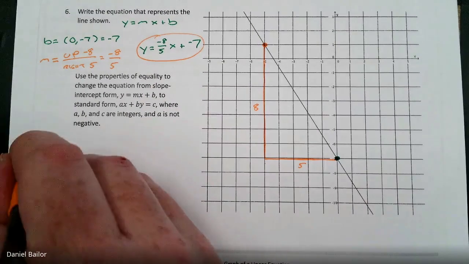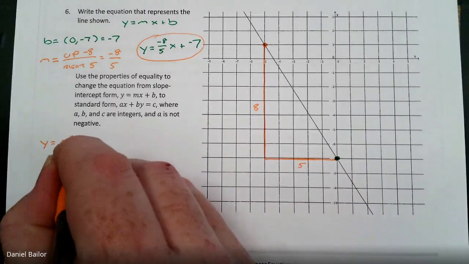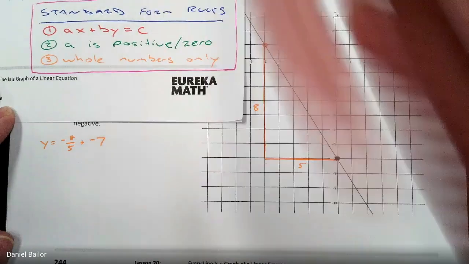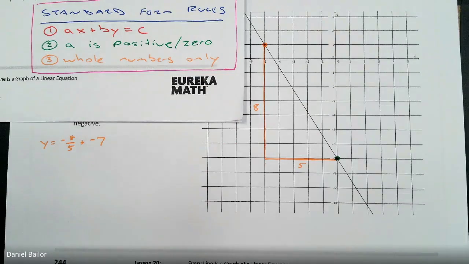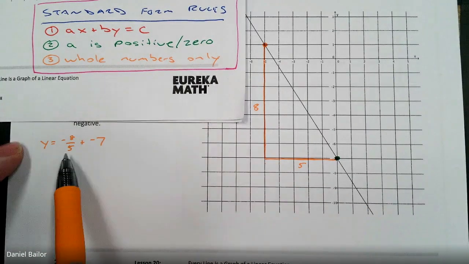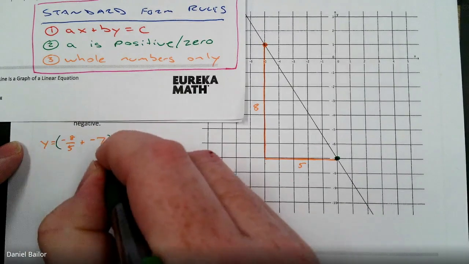So let's start with slope-intercept, and we're going to use our properties to make standard. And I am, again, going to put my standard form rules right next to me so that I make sure everything matches. So let's check these rules. Number 3, whole number integers only. Uh-oh, negative 8 fifths is a fraction, not an integer. So I need to fix that. How do I fix that? I'm going to multiply everything by 5.